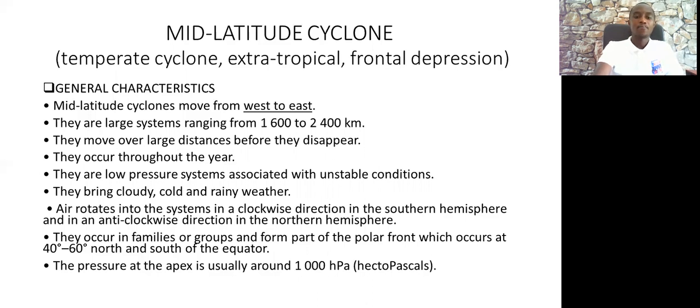All right. The pressure in the apex is usually around 1,000 hectopascals. Okay, so this is just an indication when you are given synoptic maps.